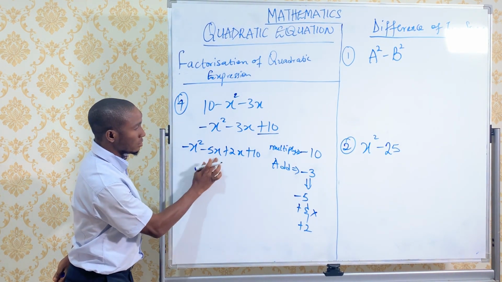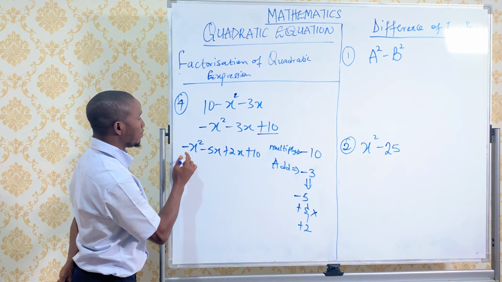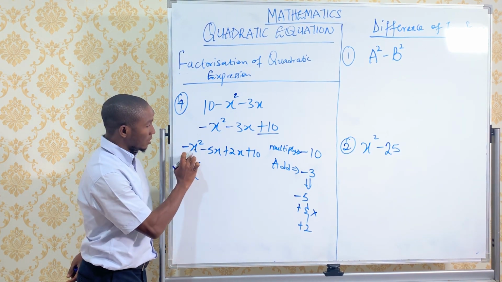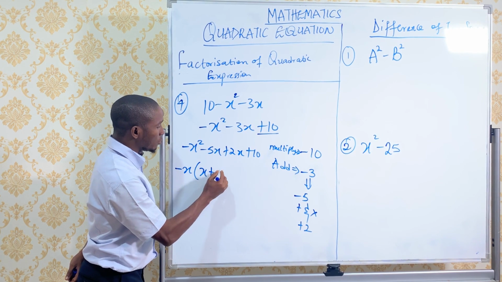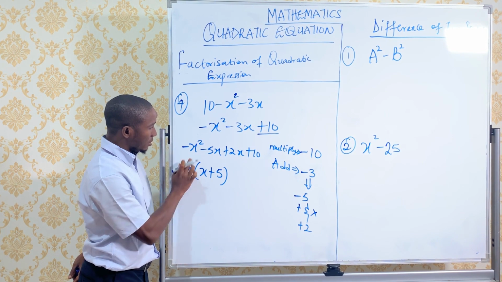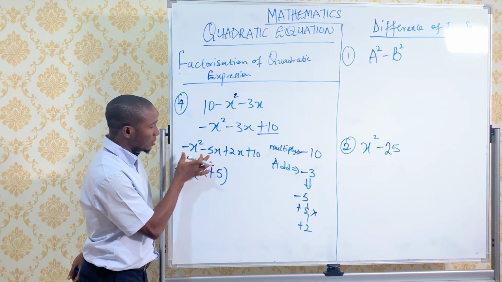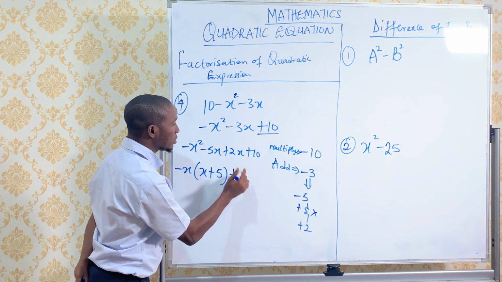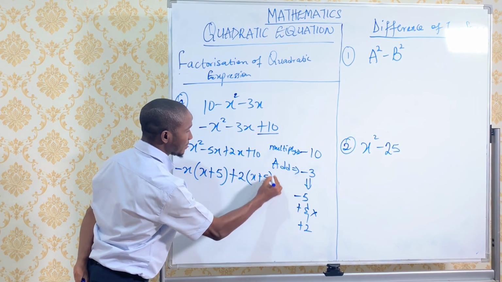Now, between these two, something is common. x is common between minus x squared and minus 5x. So we can bring it outside. If you bring minus x outside, you're only going to be left with an x here, then this sign becomes plus, and here you'll be left with 5. Since this is negative, you bring negative out, it's going to affect this sign, the sign becomes plus. So by the time you expand, you get the same value back. Plus, between 2x and 10, 2 is common. So bring 2 outside, and you'll be left with x plus 5.